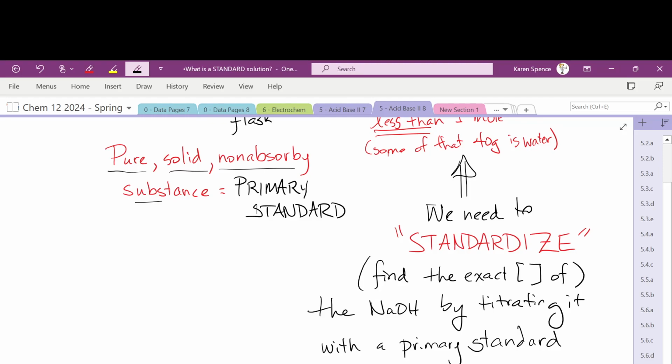And once it has been standardized, it can be a standard solution against which you can titrate other things. Like if you needed to titrate some vinegar, you could use your NaOH because now you know its concentration. And we are going to do a lab that is very much like that. Yay! When? I think we will start it tomorrow.